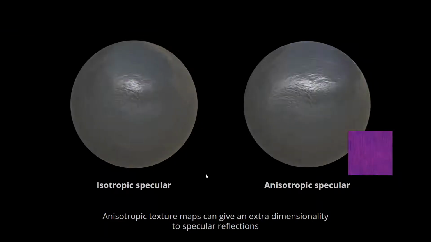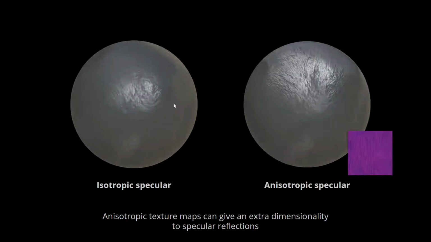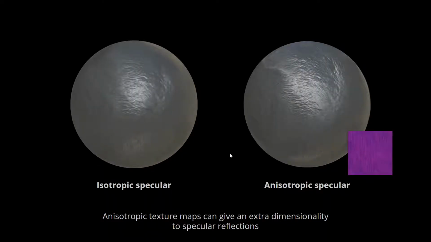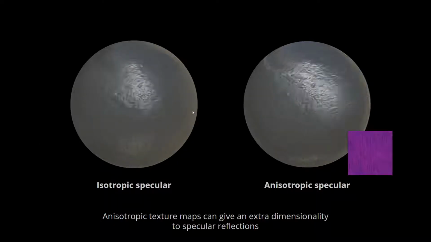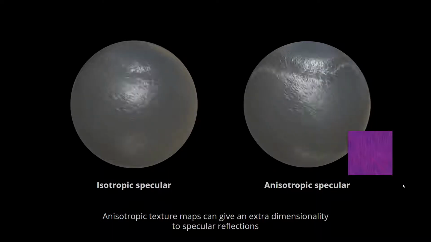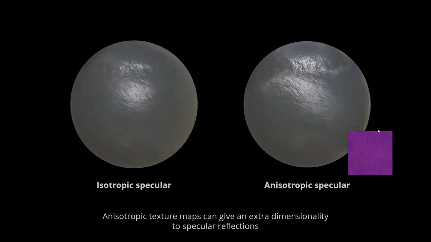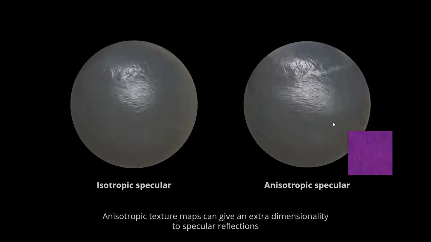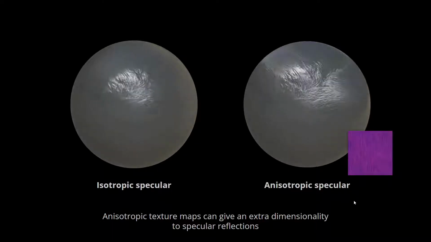As I mentioned earlier, having anisotropy can sometimes, depending on the material, since it's not present in everything, give a little bit more dimensionality to our reflections. So here we have the isotropic reflections, and here we have the same texture maps, but we're also including an anisotropic reflection, which is giving a little bit more dimensionality and stretching to those reflections.